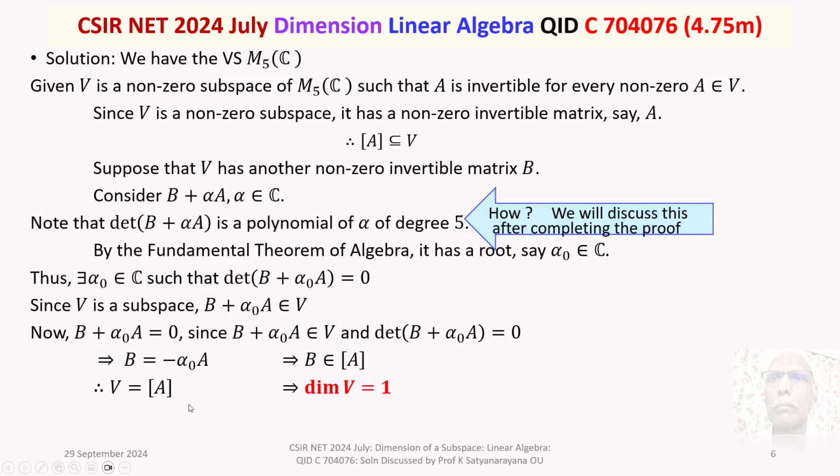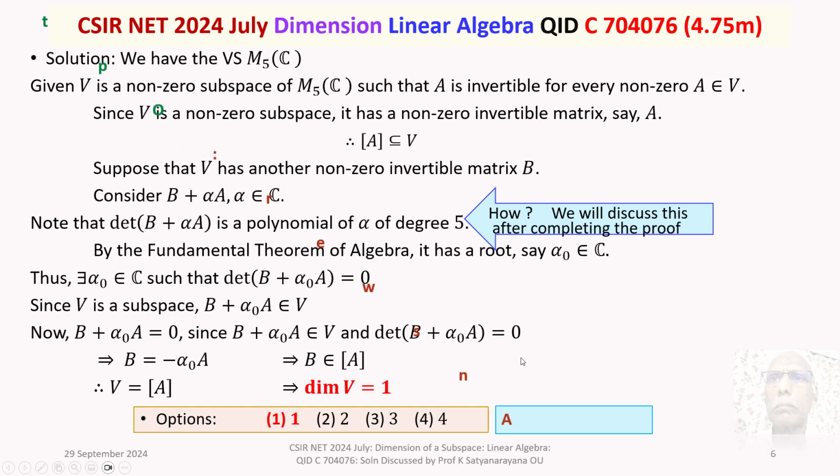Then what will be the dimension? And then a basis for that is A. The singleton A is a basis for V, and the dimension will be 1. The dimension of V over C is 1. So, that's the argument, and let's look at our options. Our answer 1, dimension of V is equal to 1, appears against option 1. Therefore, the answer to this question is option 1.